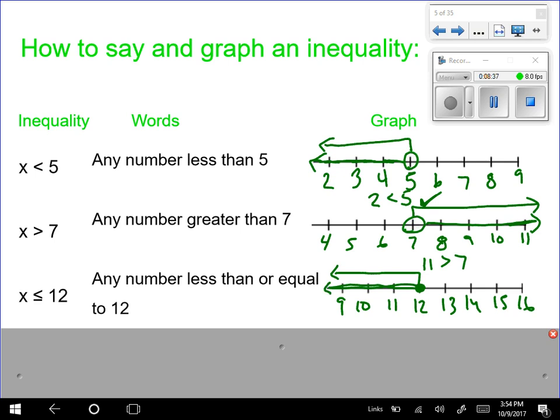So if I check that solution, is 9 less than or equal to 12? Well, it doesn't have to be both. It just has to be one to make it a true statement. 9 is less than 12. So we know we're good there.